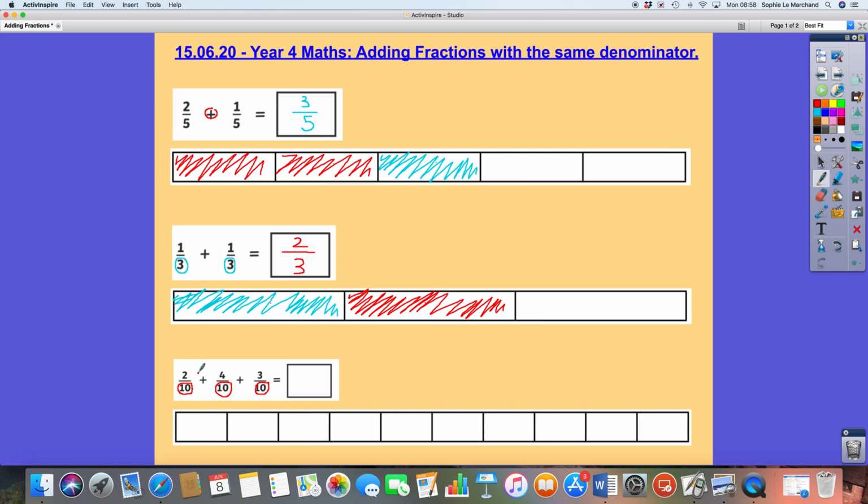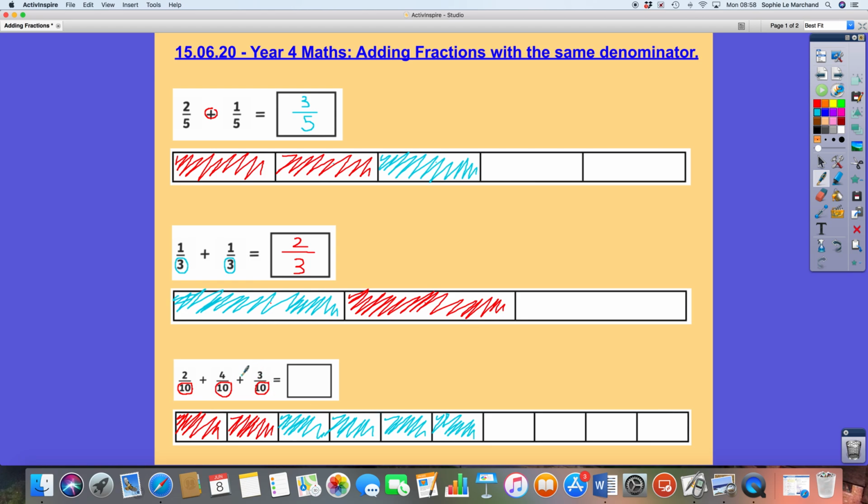And first I need to represent 2/10. So 1, 2/10 are now shaded. Then it's asking me to add another 4/10. So I'm going to change colour, and I'm going to add my 4/10 now. 1, 2, 3, 4.